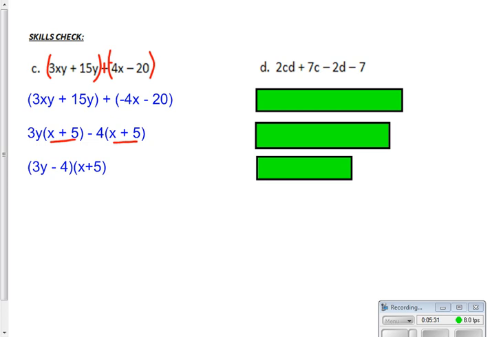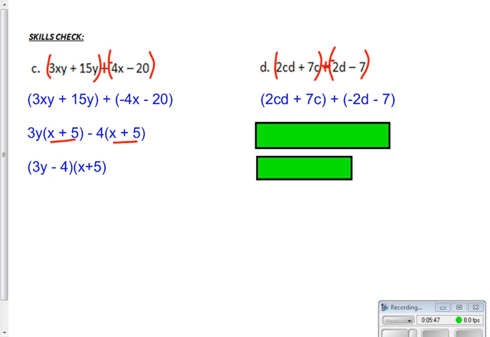Over in D here, again, let's go ahead and group things together. Looks like I could group something there and be able to take something out. Remember, I'm going to go ahead and say this is plus, and this is really a negative 2d minus 7. So I just kind of rewrote it actually right here. Go ahead and work through D as well.